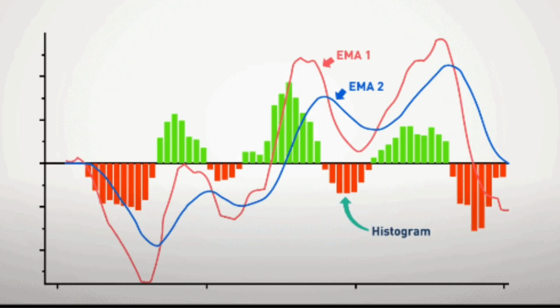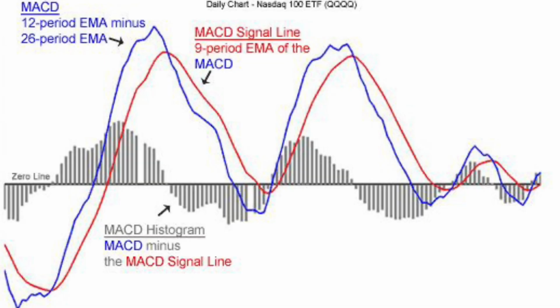Bullish and bearish line crossovers. Crossovers between the MACD line and the signal line can provide valuable insights into trend reversals and a potential buy or sell signal for trading opportunities. Bullish MACD crossover. A bullish MACD signal line crossover occurs when the MACD line crosses above the signal line. This signal suggests that the short-term trend is turning bullish, indicating a potential buying opportunity.